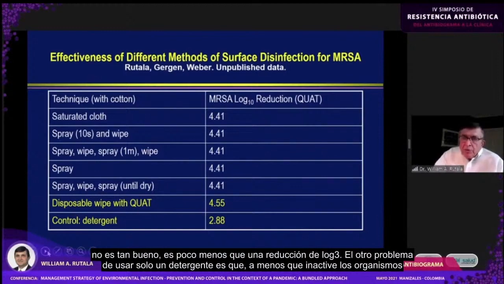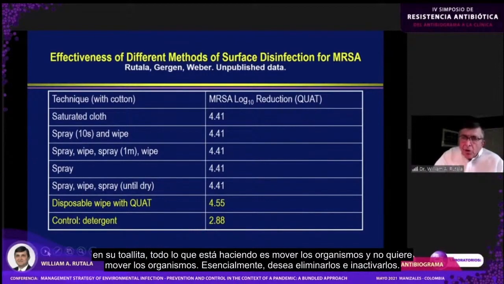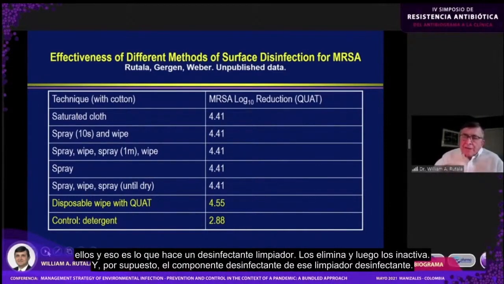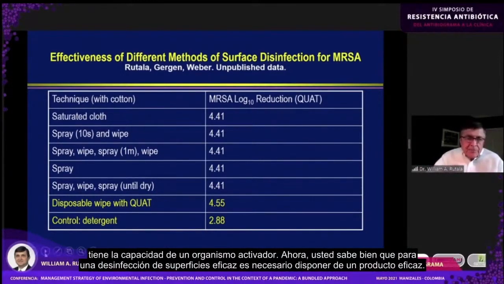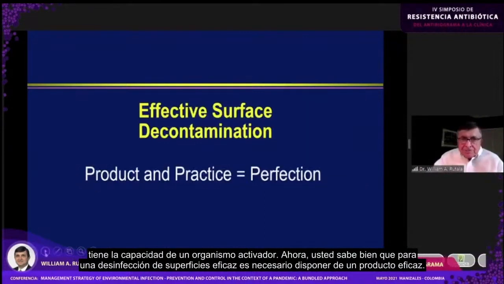The other problem with using only a detergent is that unless you inactivate the organisms on your wipe, all you're doing is moving the organisms around, and you don't want to move organisms around. You want to essentially remove them and inactivate them, and that's what a cleaner disinfectant does. It removes them and inactivates them. And of course, the disinfecting component of that cleaner disinfectant has the capability of inactivating organisms.